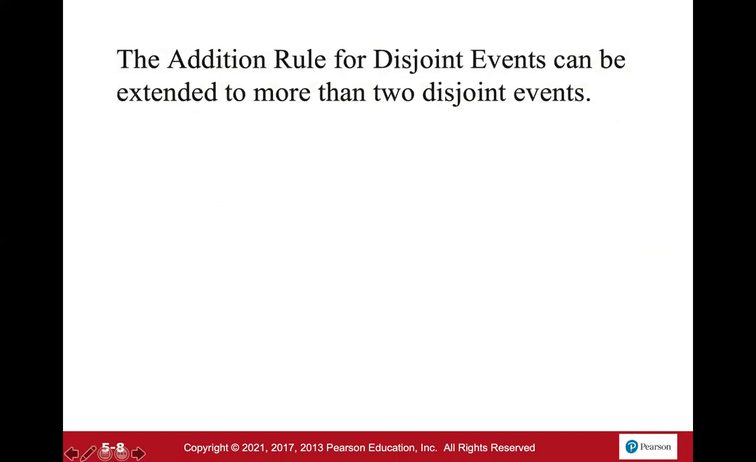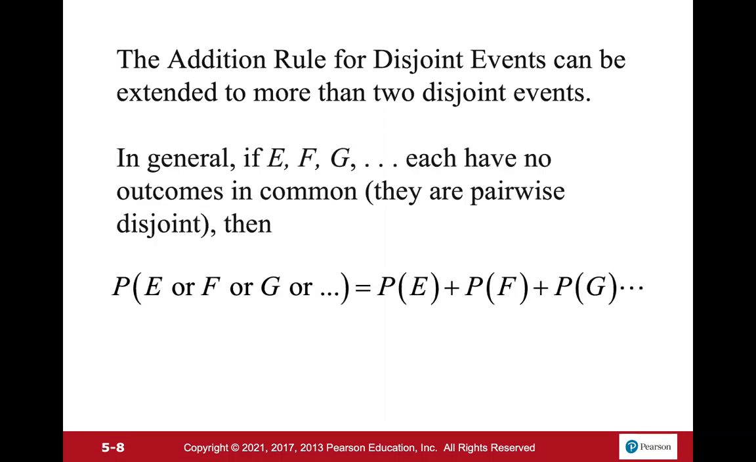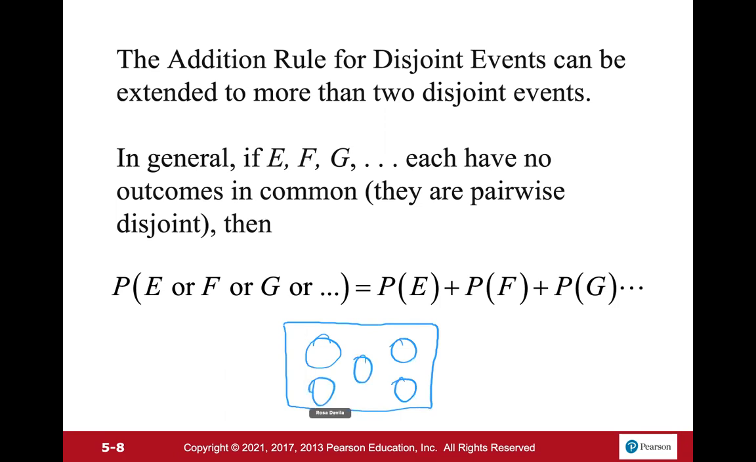All right, so the addition rule for disjoint events can be extended to more than just 2 events. In general, if events E, F, G each have no outcomes in common, they are pairwise disjoint. So basically what we're saying is out of our sample space, we can have 3 events, or even 4 events or 5 disjoint events where not one value overlaps another. So there's not one value that belongs to 2 different events. If we have a bunch of different disjoint events, we're able to add those together.